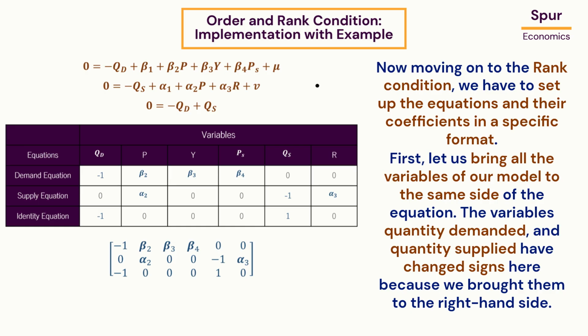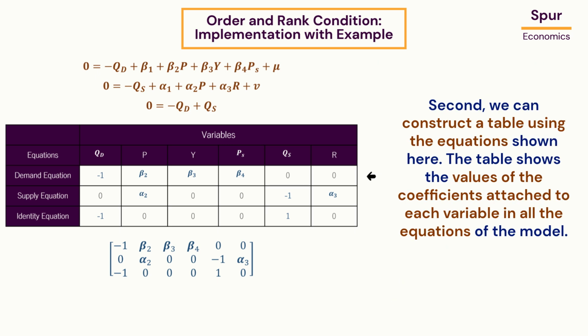First, let us bring all the variables of our model to the same side of the equation. The variables quantity demanded and quantity supplied have changed signs here because we brought them to the right-hand side. Second, we can construct a table using the equations shown here. The table shows the values of the coefficients attached to each variable in all the equations of the model.